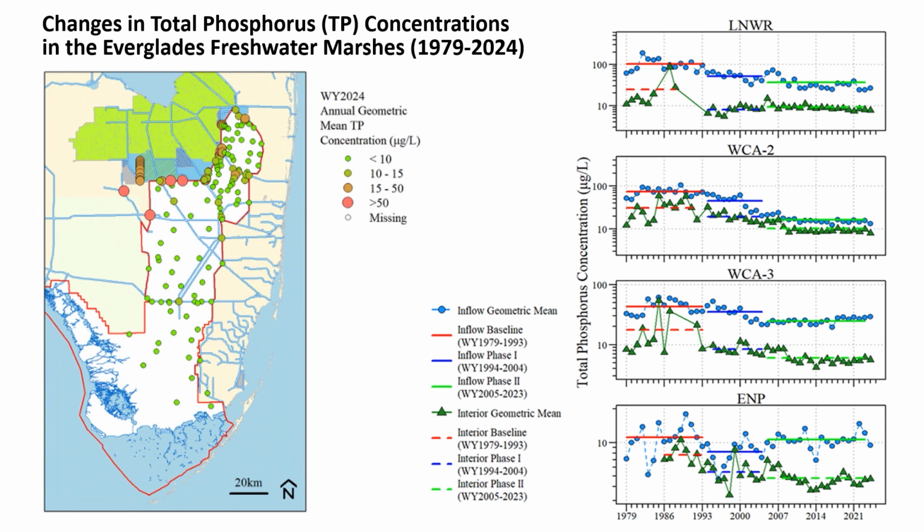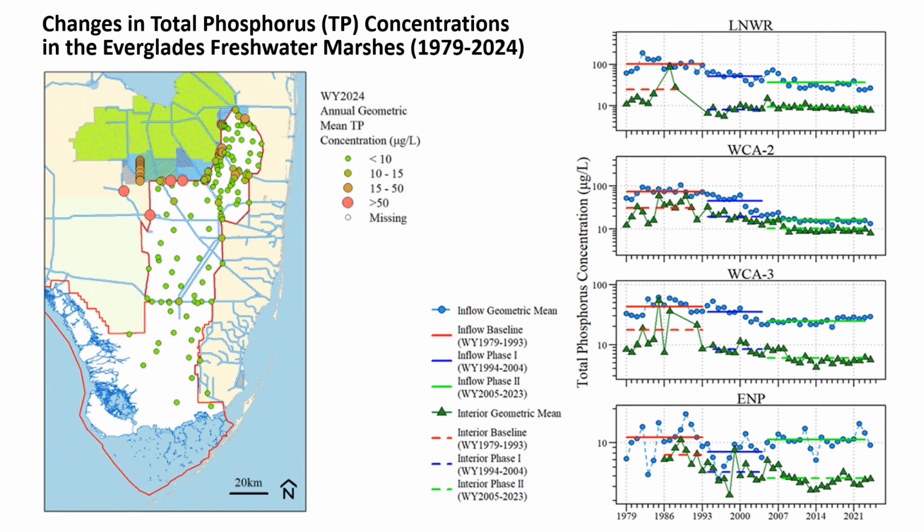The graphic on the right shows the temporal changes in the annual mean total phosphorus from 1979 to 2024 for both inflow and interior sites in the Loxahatchee National Wildlife Refuge, Water Conservation Area 2, Water Conservation Area 3, and Everglades National Park. During the inflow baseline period, 1979 to 1993, before the stormwater treatment areas were constructed, total phosphorus concentrations at both the inflow and interior sites reached historic highs and were highly variable.